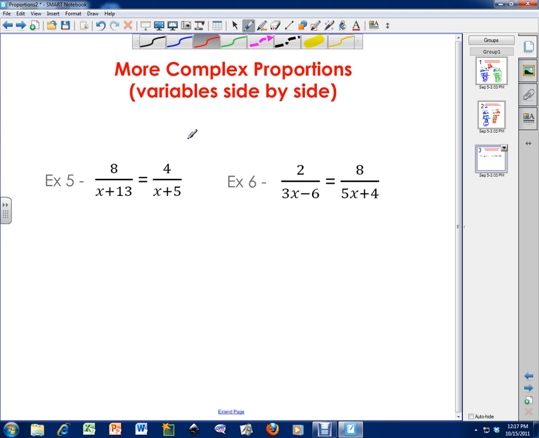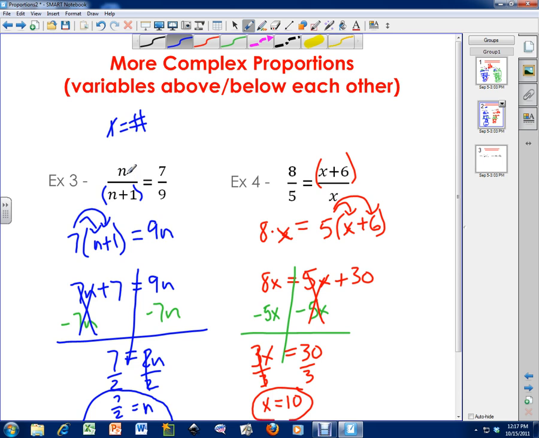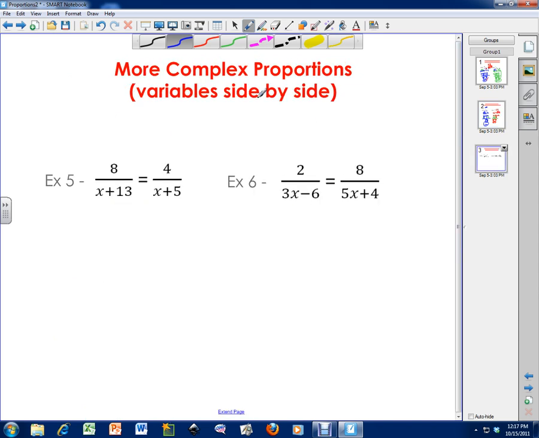Next set of problems here even get more complex. On the last slide, notice that the variables were above and below. And so it says variables above and below up here. On the next slide here, they are now side by side. So x is on the left side, x is on the right side, x is on the left side, x is on the right side. What do we need to do? We're just going to continue doing what we've been doing. We're going to put parentheses around the things that are more than just a variable here.